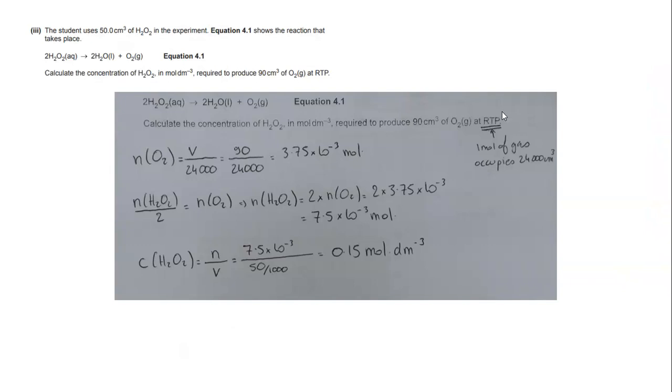So we have the number of mole of H2O2 needed. We have the volume of H2O2 solution, 50 centimeter cube. We can calculate the concentration by doing the number of mole divided by the volume. Don't forget to divide 50 by 1,000 to convert it in decimeter cube, and you should find 0.15 mole per dm cube of H2O2.